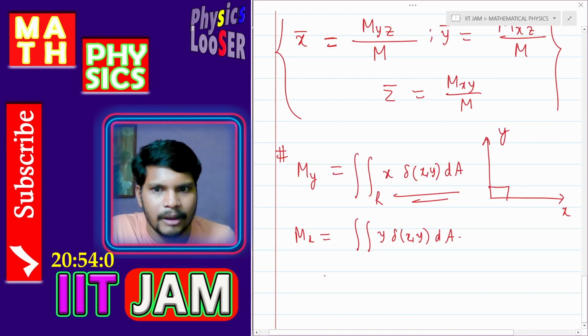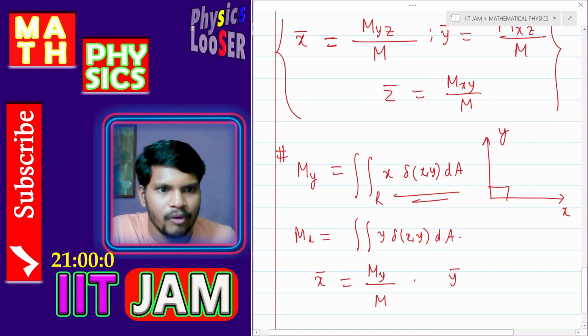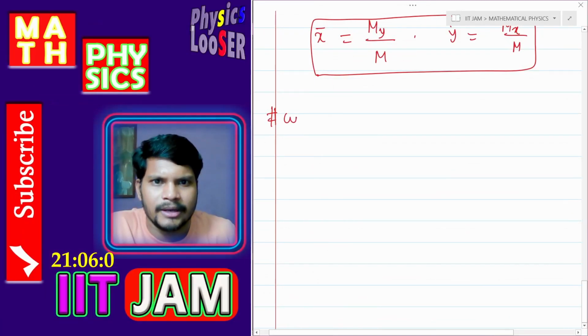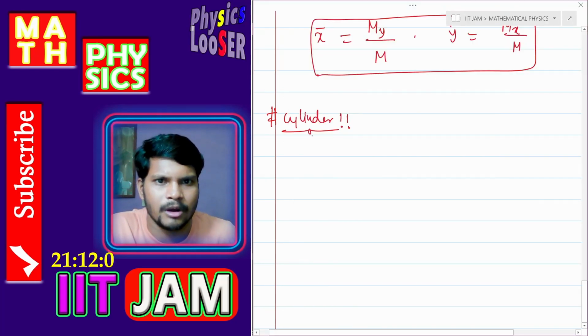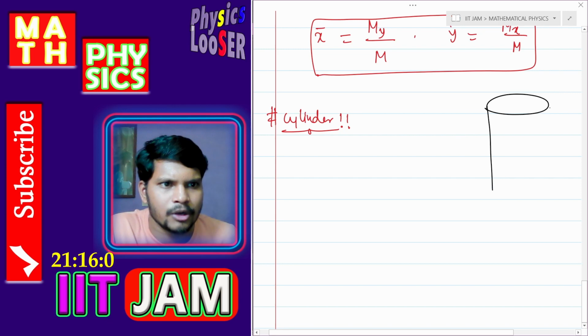And I have already told you that x bar would be My over M, and y bar is Mx over M. So you have to first define this. Now it is a system in which we are talking about symmetry. It's the cylindrical polar coordinate system. We have already come across the cylinder.